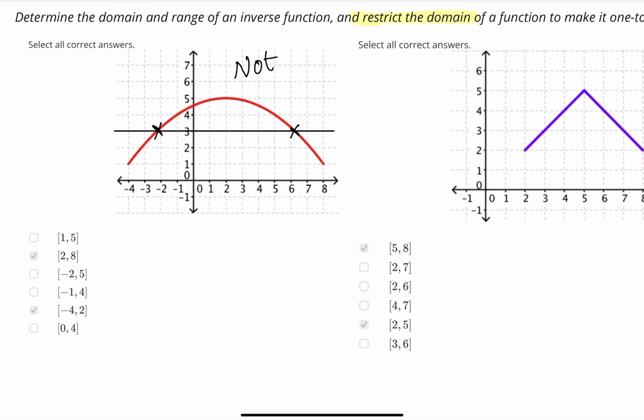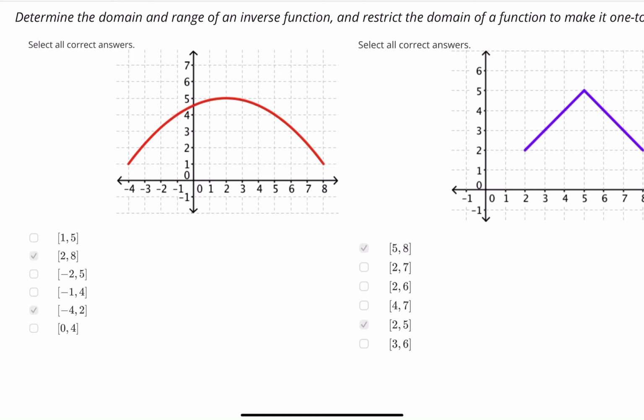Now wait a minute. They asked me to restrict the domain. So what am I going to do? This is not a one-to-one function. That means I cannot find my inverse. But they asked me to find the inverse by restricting the domain. How do I do that? So here, they just said restrict the domain. So if I can make this a one-to-one.